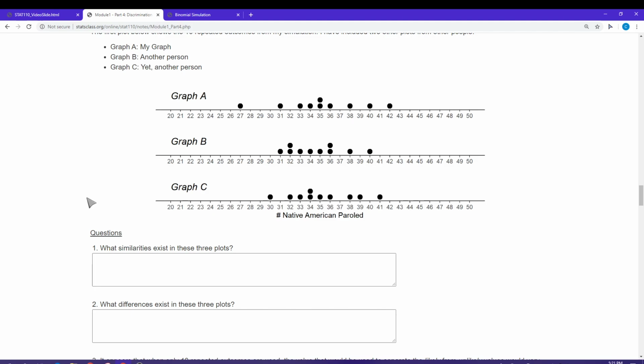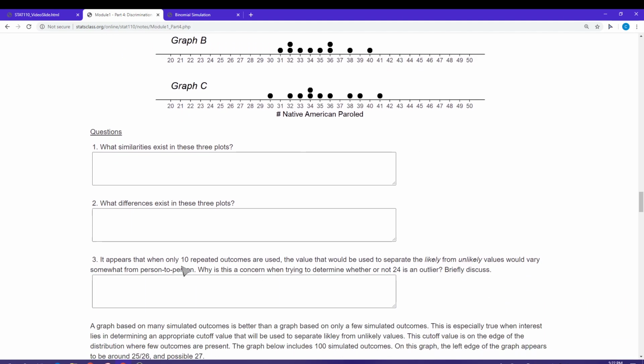Okay, so we do have some similarities. We can see that they all tend to be centered right around 35 here. Some of the differences that exist is that this first graph, graph A, looks like we got a value of 27 here, whereas the other 2 were kind of on the edge of 30 and 31. On the upper end, it looks like they're right around 40, 41, 42.